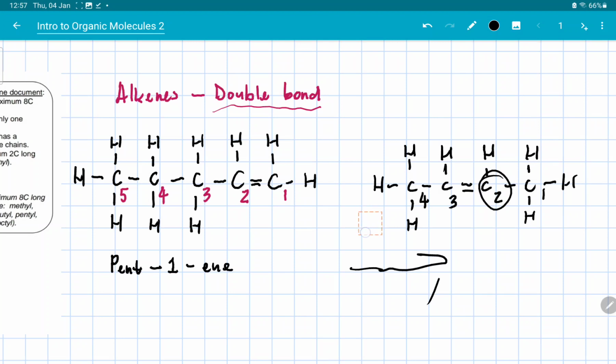If I name this again, I will look at the total number of carbons present in the main parent chain. It's 4, so it's going to be but. Where is that double bond? But-2-ene.